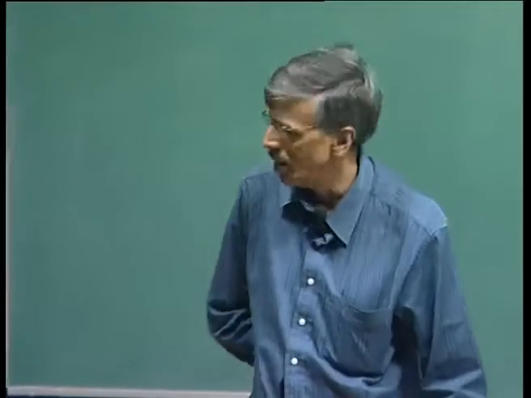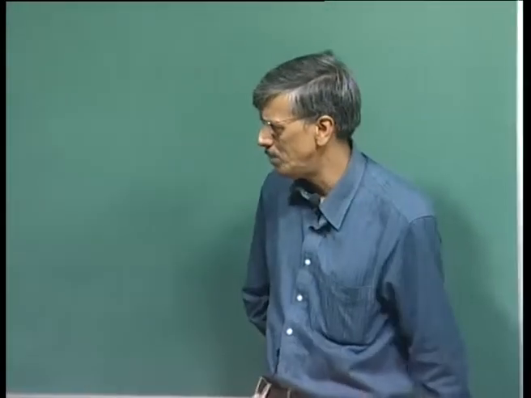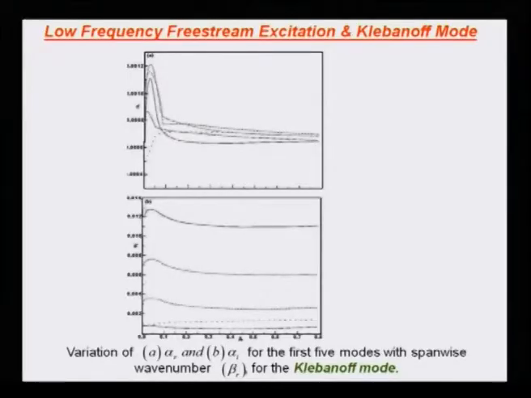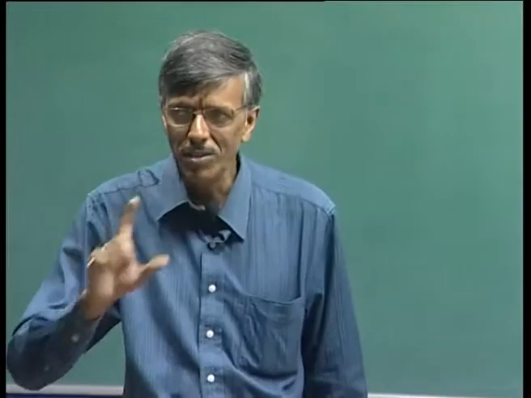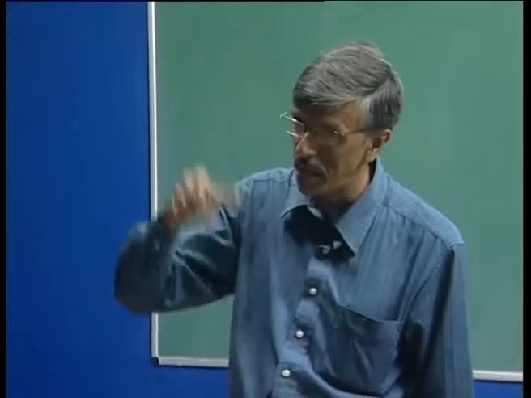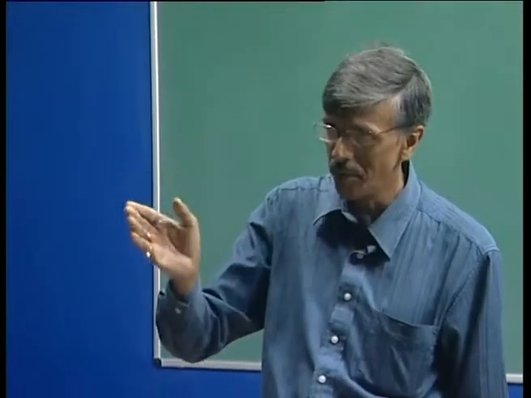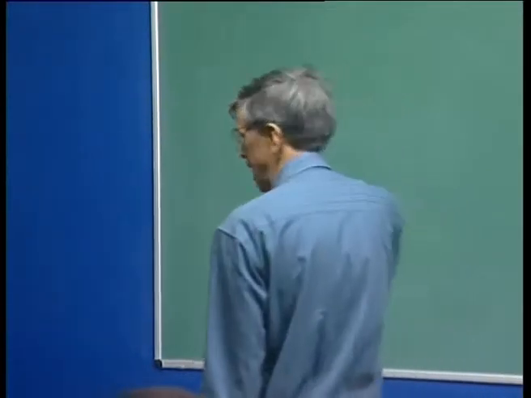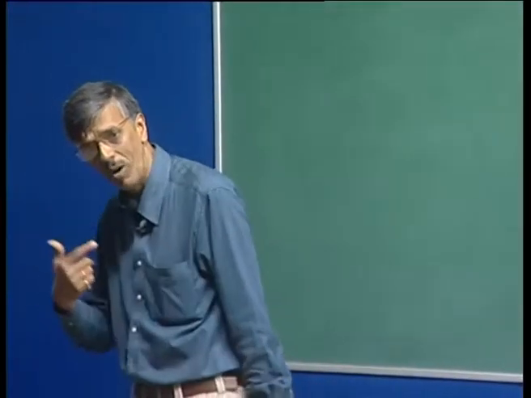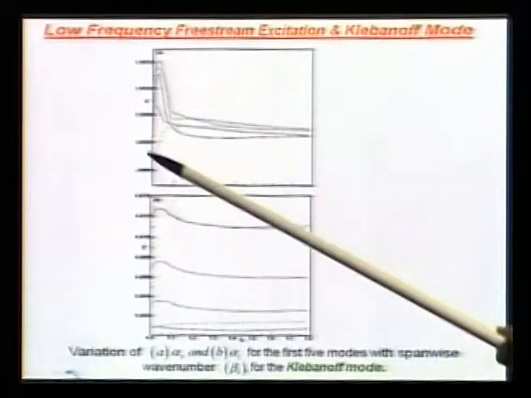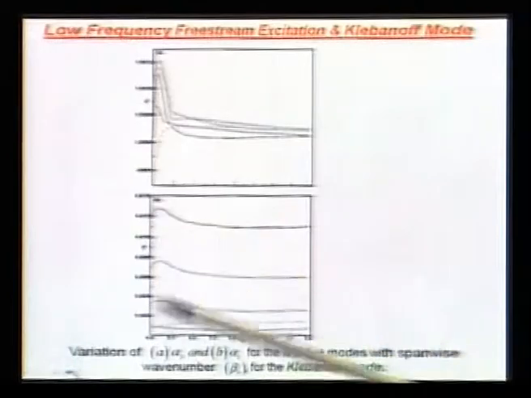Okay. So now these are what? These are your Klebanov modes. Why? Because you have put in your omega naught some values which are less than that table I showed. So, maybe less than 0.002, and then I calculated these 3-dimensional modes, first 5 modes. This is the real part of the spanwise wave number, this is the imaginary part.